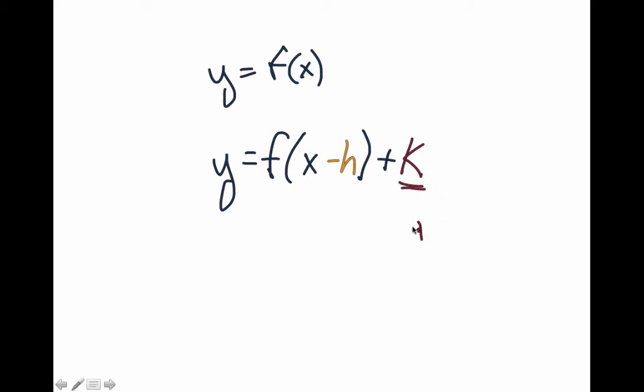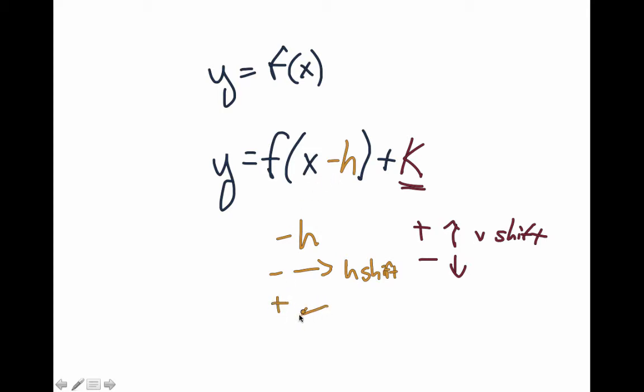K, if it's positive, shifts up vertically. Vertical shift. If it's negative, shifts down. Vertical shift. H, if it's negative, moves to the right. So it's a horizontal shift. And if it's x plus an h, then that moves back. Good? To the left.